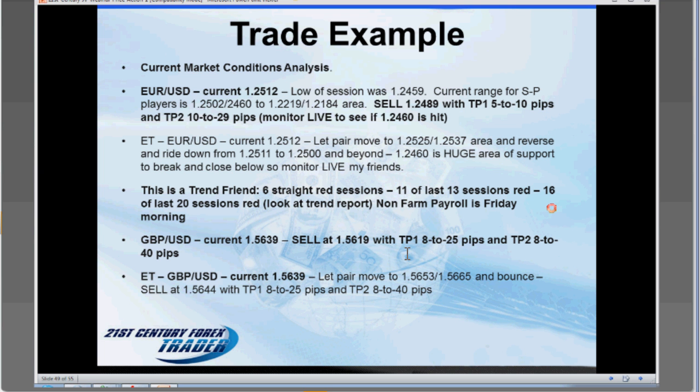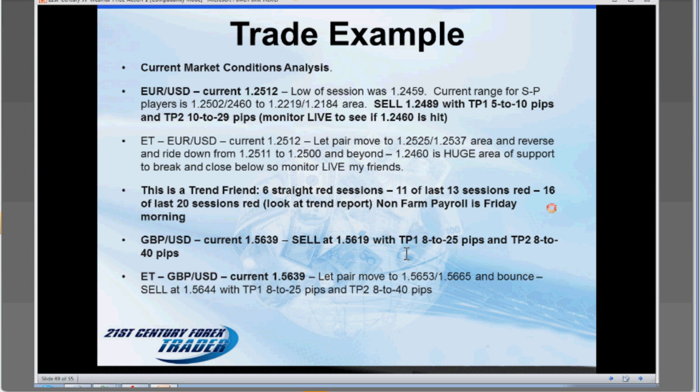Here is a little bit of an example of our trades, the way I write them. You'll have the euro US dollar. At the time I wrote this, it was 25.12. Low of the session was 24.59. Current ranges for swing position players are 25.02, 24.60 to the 22.19, 21.84 area. We had a sell at 24.89 with take profit 1 at 5 to 10 pips. Take profit 2, 10 to 29 pips. Monitor live to see if 24.60 is hit.